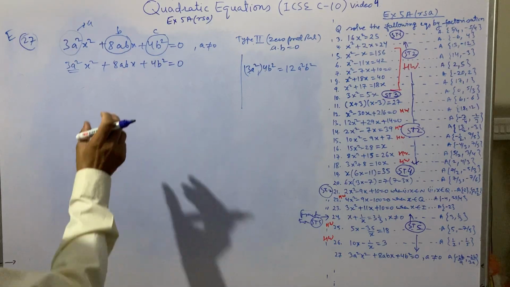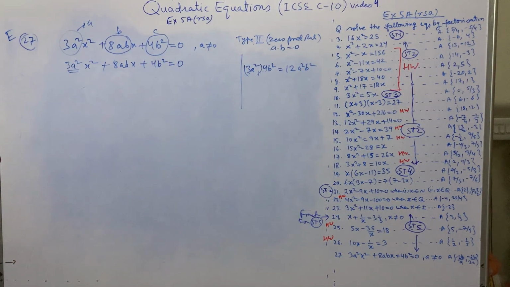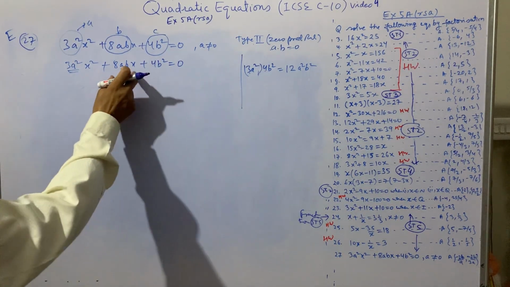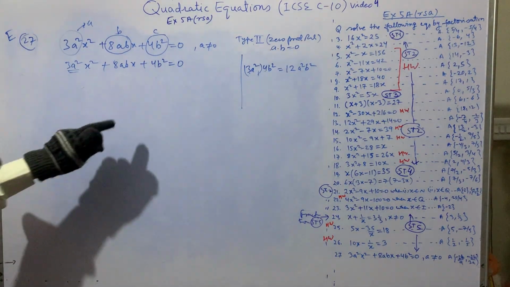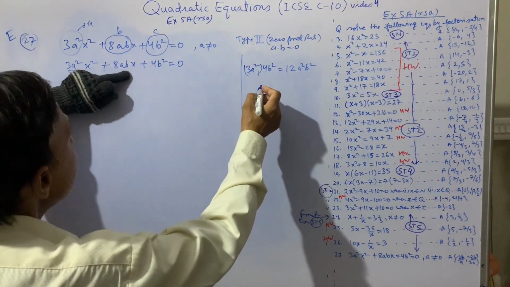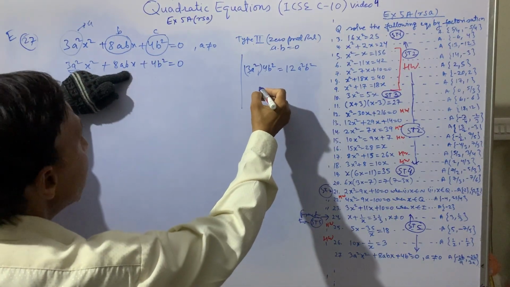We would add those factors to get 8abx. We should get those factors because c is positive. So on adding, that means the factors should be added over here to get 8abx.